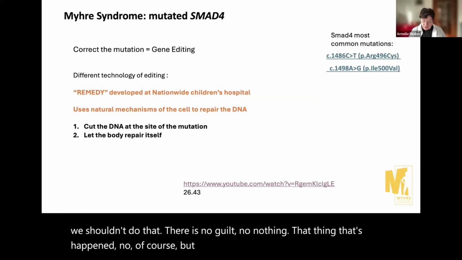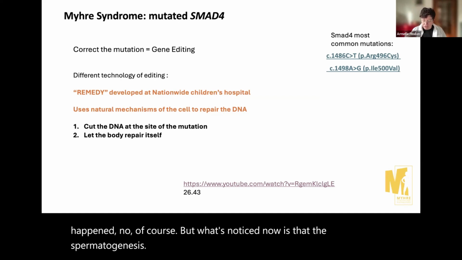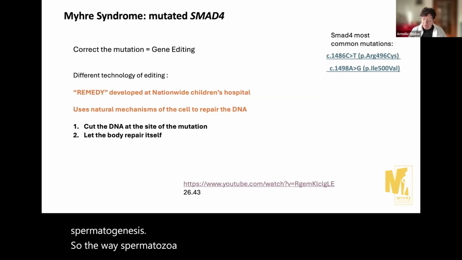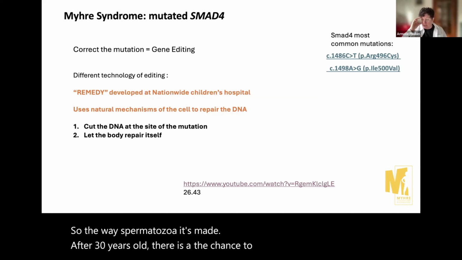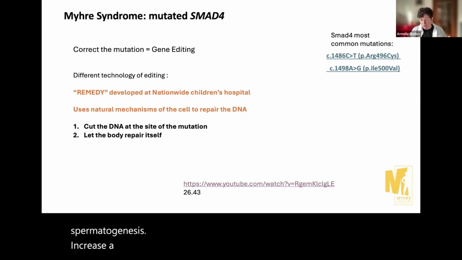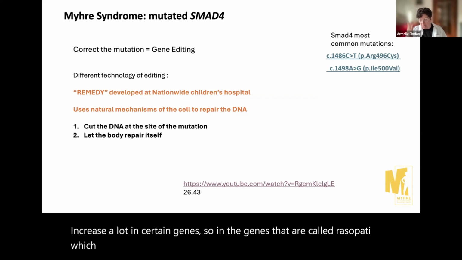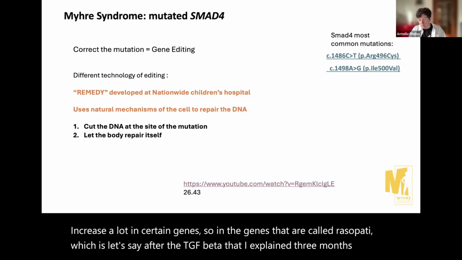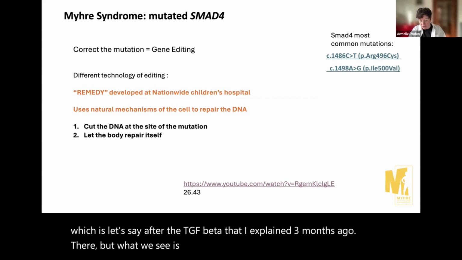But what's noticed now is that in spermatogenesis, the way spermatozoa are made, after 30 years old the chance of mutations during spermatogenesis increases a lot in certain genes. So in the genes that are called RASopathy, which is, let's say, after the TGF-beta that I explained 3 months ago, we see that the number of mutations increases terribly after 30 years old.